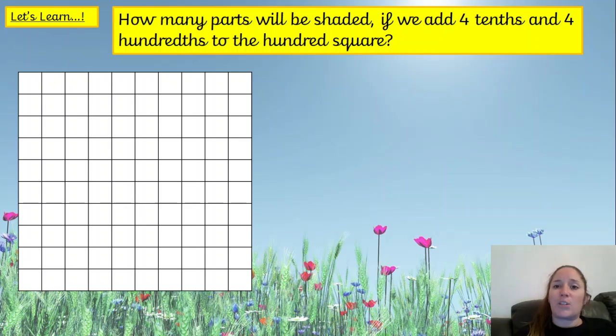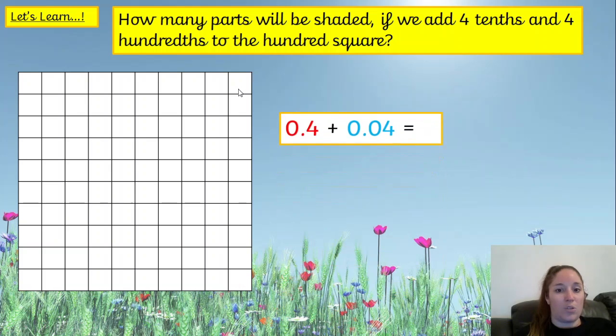How many parts will be shaded if we add 4 tenths and 4 hundredths to the 100 square? So I need to add 4 tenths and 4 hundredths. Well, I know 4 tenths is the same as 40 hundredths. So I'm going to shade 40 pieces. We can write it out like this. So if you look carefully this time, we've got 0.4, which, if that had a secret 0 on the end, would be 0.40.